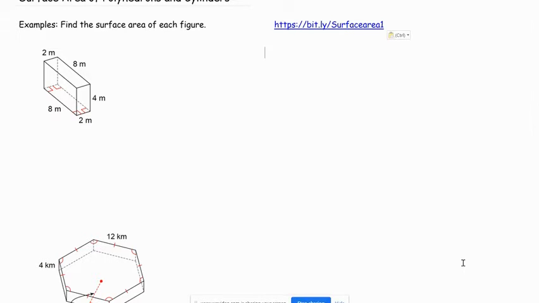This lesson is on finding surface areas of polyhedrons and cylinders.